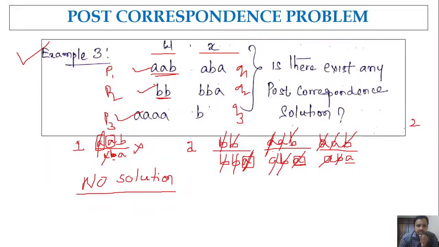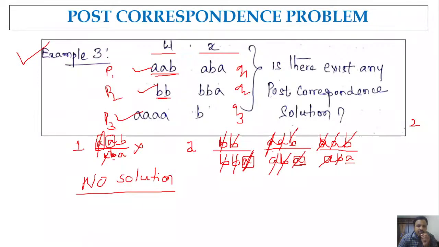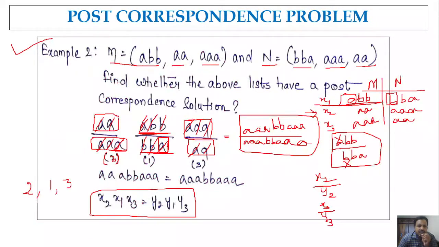Okay. So next, we have one more flavor of the Post Correspondence Problem, which is called the Modified Post Correspondence Problem. It is the same as the Post Correspondence Problem, but with a change: here the sequence must start with 1. The first index must be 1, or it must start with the first index. Whereas in the previous case, you may have a solution that starts with a different index, right?